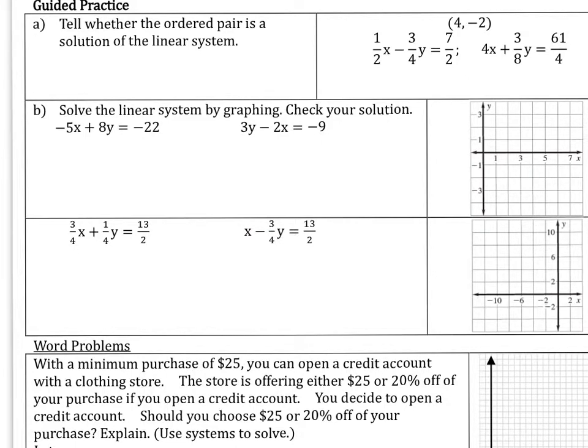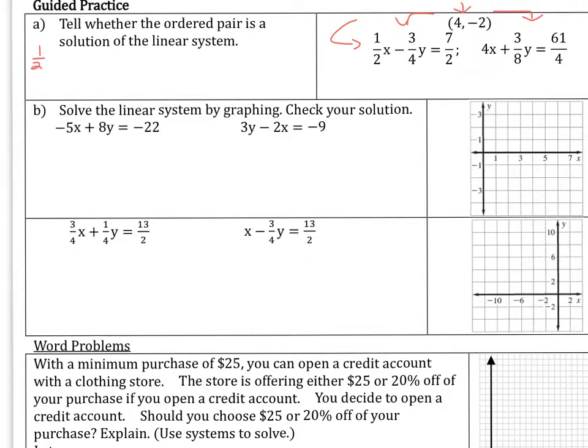Guided practice, part A. Tell whether the ordered pair is a solution of the linear system. For this kind of problem, it just gives you the solution (4, -2), and it wants you to determine whether it's a solution for both of these equations, which make up the linear system. So basically, this is step 3 of solving a system of linear equations. First I'm going to plug in (4, -2) into the first equation. I'm going to work it out here to the left.